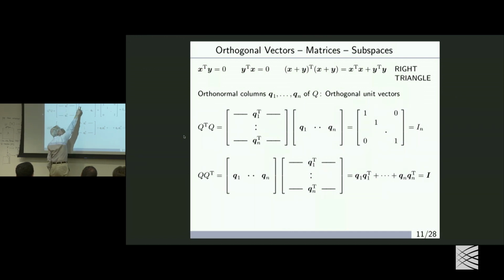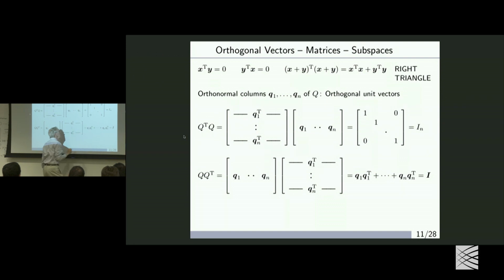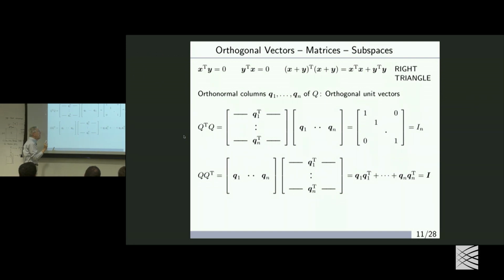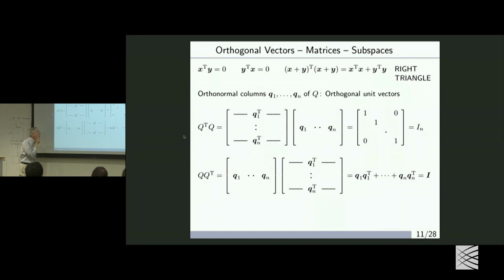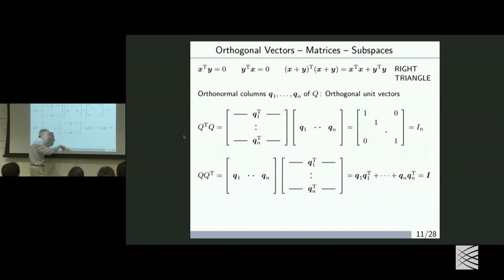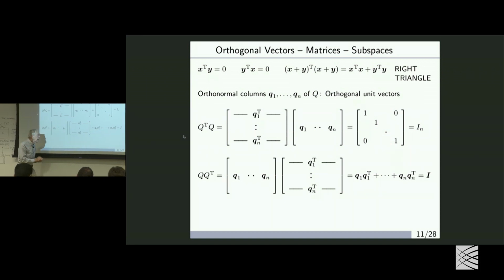So Q1 transpose Q1 gives me the 1. I normalized to length 1. And Q1 transpose times the other columns is all zeros. And that's true for every row. So Q transpose times Q is the identity. That's the definition of an orthogonal matrix. And I'm thinking of these as square. So also Q Q transpose is the identity. Here's the same thing with the column times row multiplication.